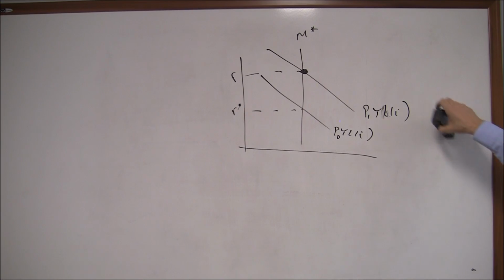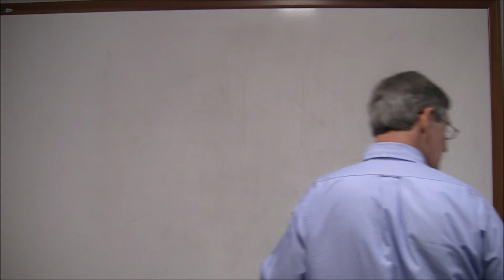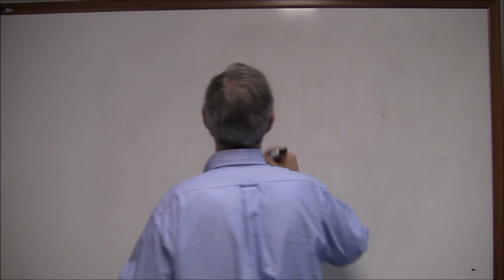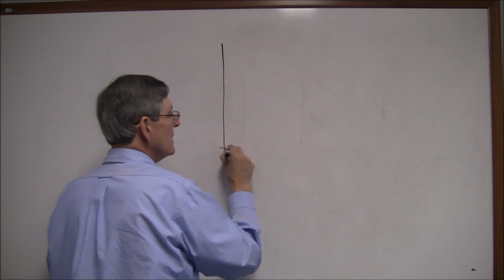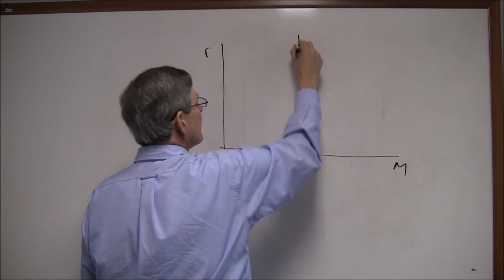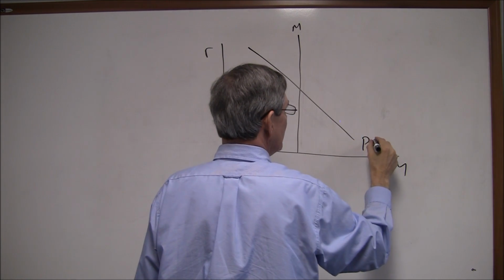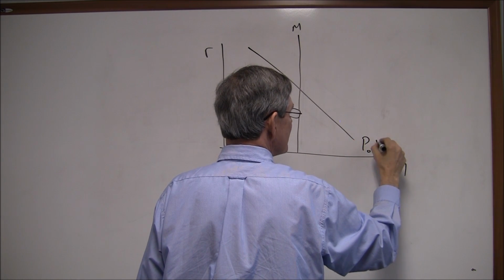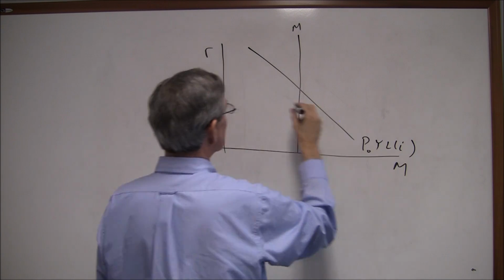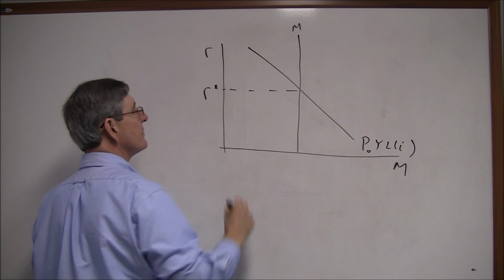The way it works now is that that's completely reversed. Now what the Fed does is it targets an interest rate. So here's M, R, M, P. I'll keep using the same example, let price change. So here's our interest rate target, R star.